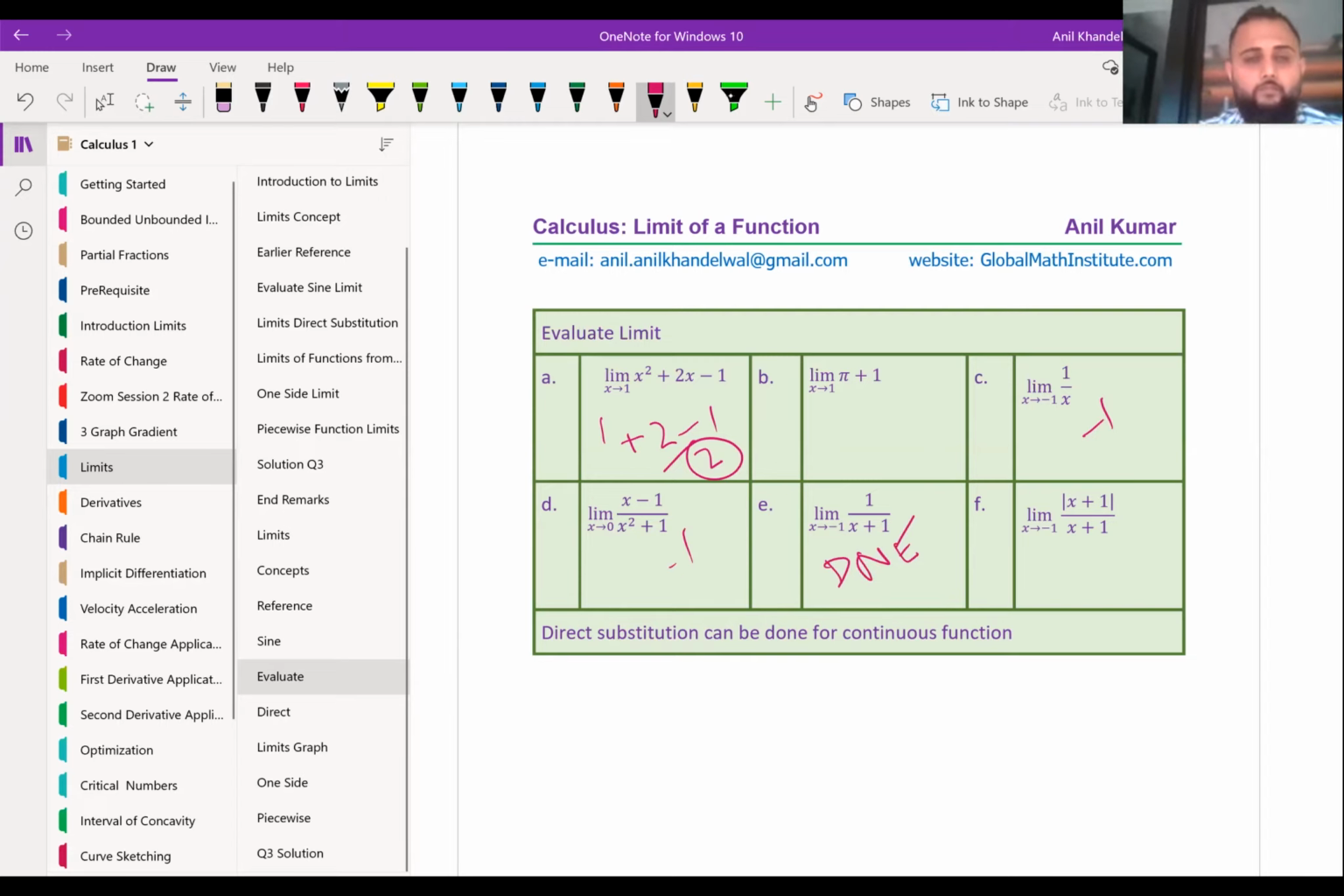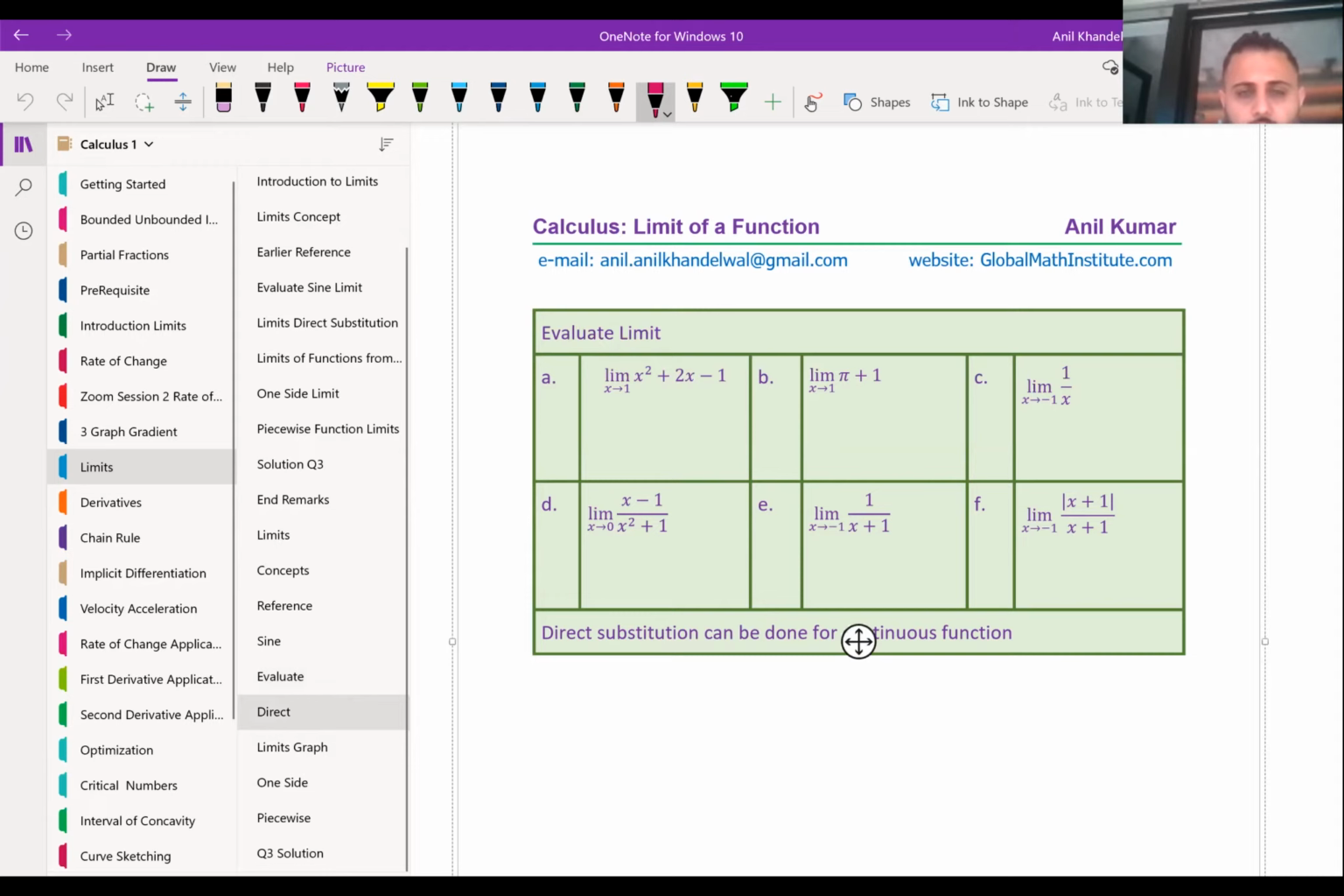So a simple exercise to just review what we did. What you understood here is that direct substitution can be done for continuous functions, and don't lose that liberty of using substitution directly if possible. Perfect.